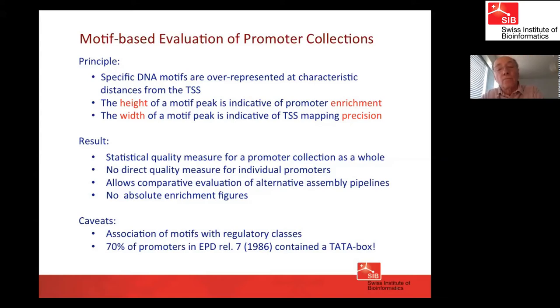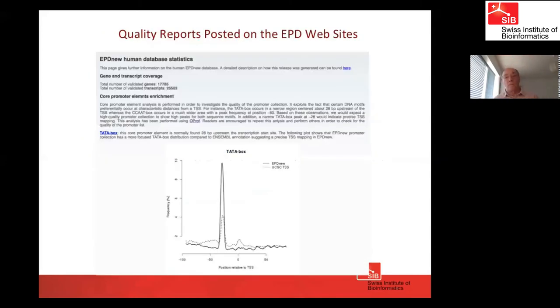So this means that one has to pay attention. An enrichment in a motif also may mean that we favor, for instance, highly expressed promoters, which we do not want. So this is an example. Below is the signal occurrence profile, again generated with OPOF for the current EPD release. For comparison is the same figure obtained for gene starts from a gene catalog.